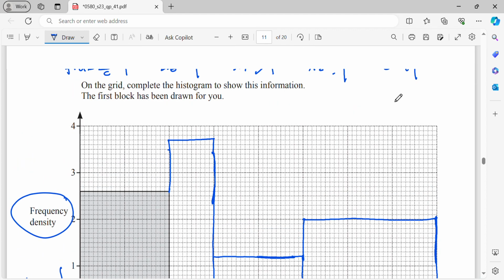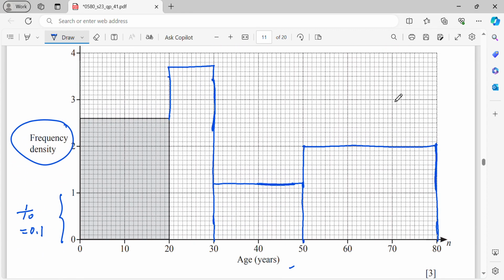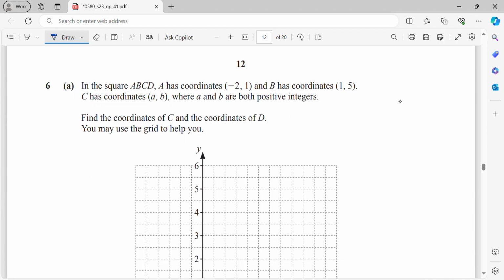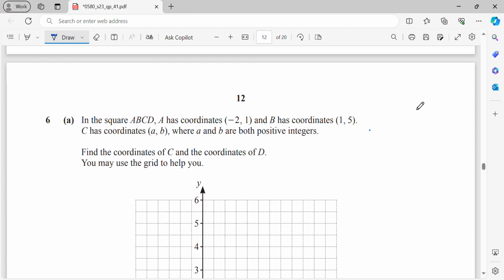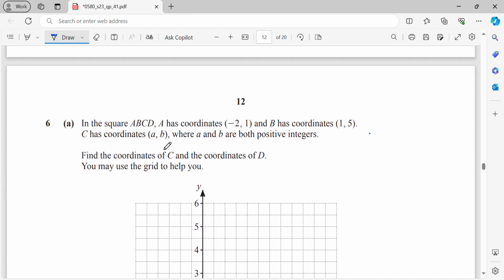Okay, so this is the histogram. Now for question number 6, in the square ABCD, A has coordinates minus 2, 1 and B has coordinates 1, 5. C has coordinates (a, b) where a and b are both positive integers. Find the coordinates of C and the coordinates of D. You may use the grid to help you.